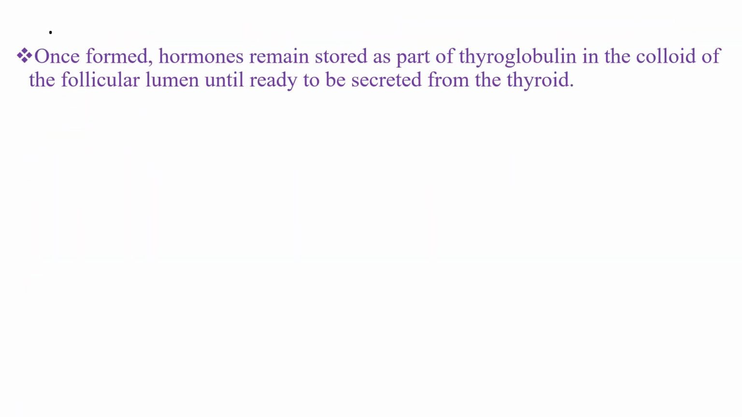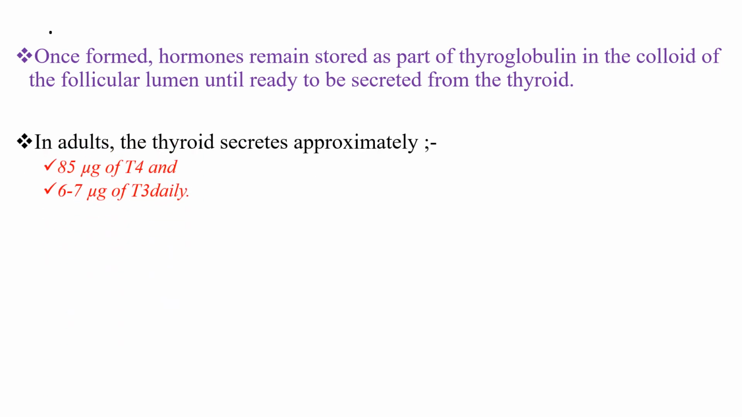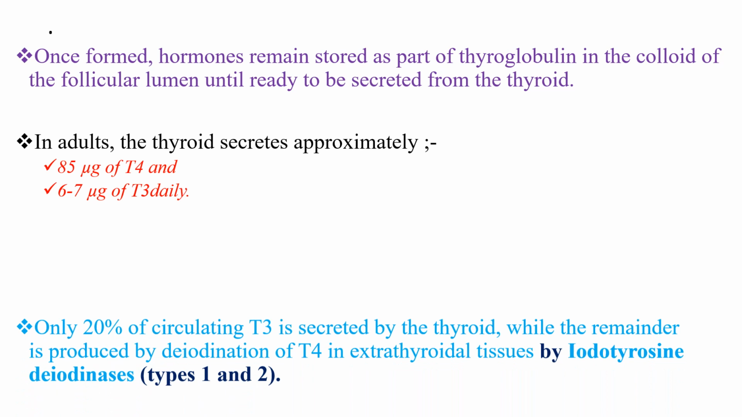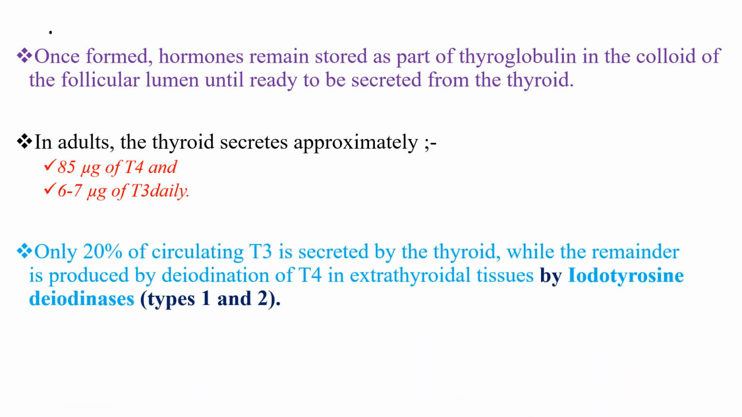Once formed, hormones remain stored as part of thyroglobulin in the colloid of the follicular lumen until ready to be secreted from the thyroid. In adults, the thyroid secretes approximately 85 microgram of T4 and 6 to 7 microgram of T3 daily. Only 20% of circulating T3 is secreted by the thyroid, while the remainder is produced by deiodination of T4 in extrathyroidal tissue by type 1 and type 2 iodothyronine deiodinase.